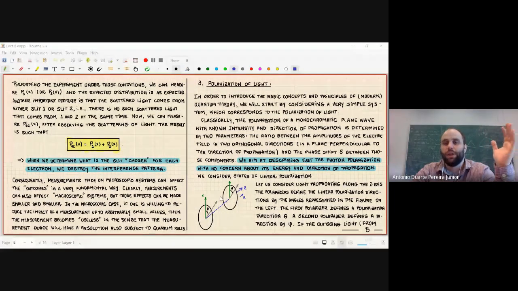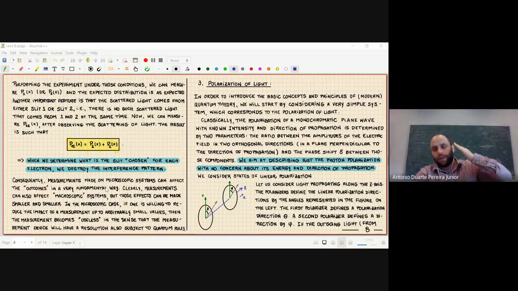I can think about an electric field that has some components that will be absorbed and some components that will pass through. But now, what is the aim of the polarization of light? It is precisely to have a well-defined direction of oscillation of your electric field.